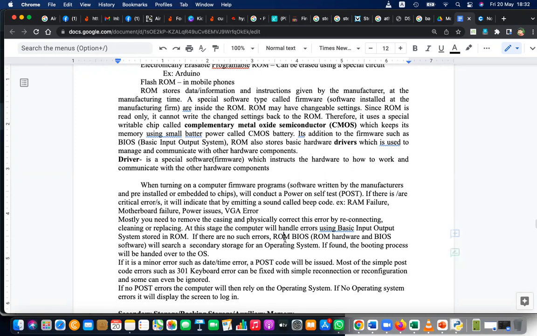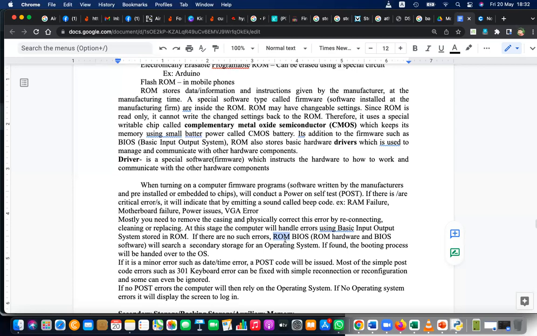Did you understand my point? So the software is read only. If software is read only, how can we change the settings?